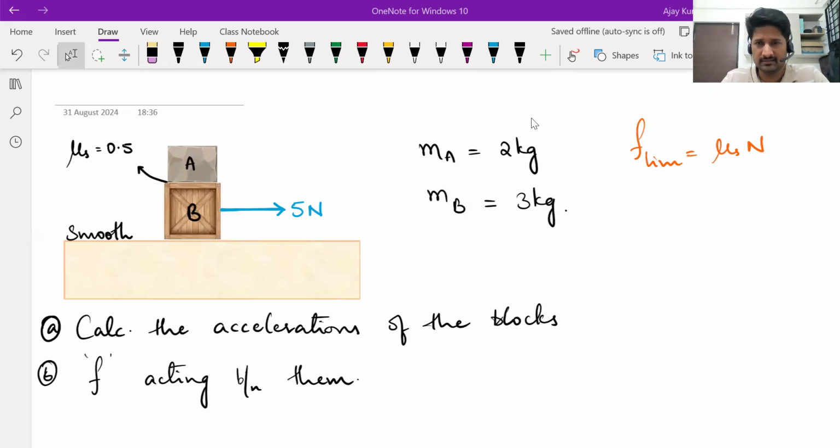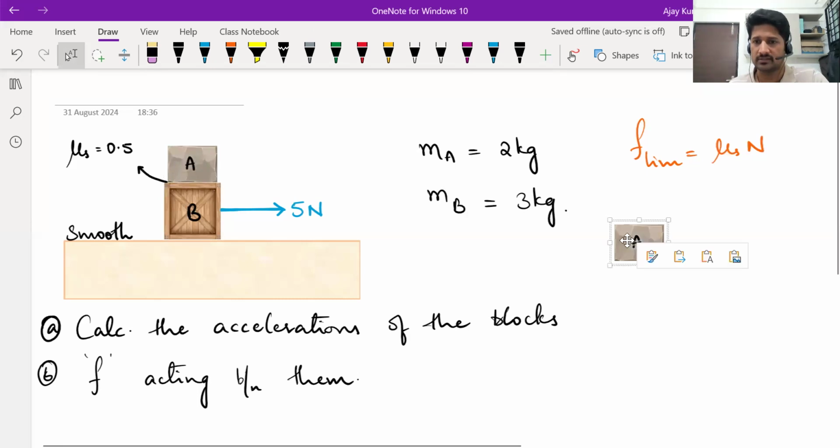Yes, sir. A is pressing on B, due to its weight. Weight, correct. Okay. So A's weight will be acting downwards, but there is a block B below it, which will not allow it to fall down. So see, it's very important to visualize the forces acting on objects, as I said.